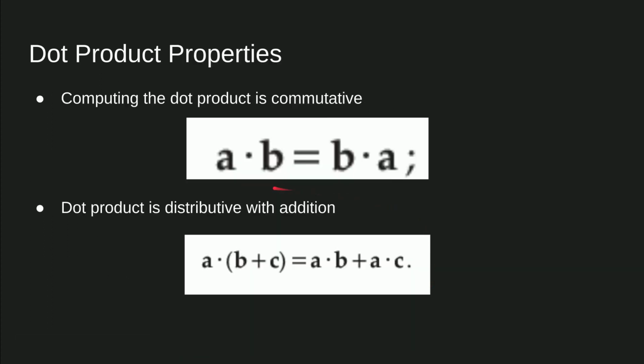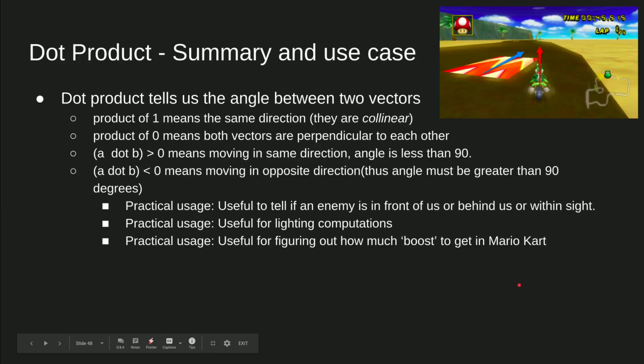Okay. So the dot product is commutative, so you can switch the order of these operations. The dot product is also distributive with addition, right? So I can distribute this if I'm just adding these components here. Okay. Some use cases where you might want to use the dot product, and it's useful just to see where you use these tools. Again, computing the angle between two vectors.